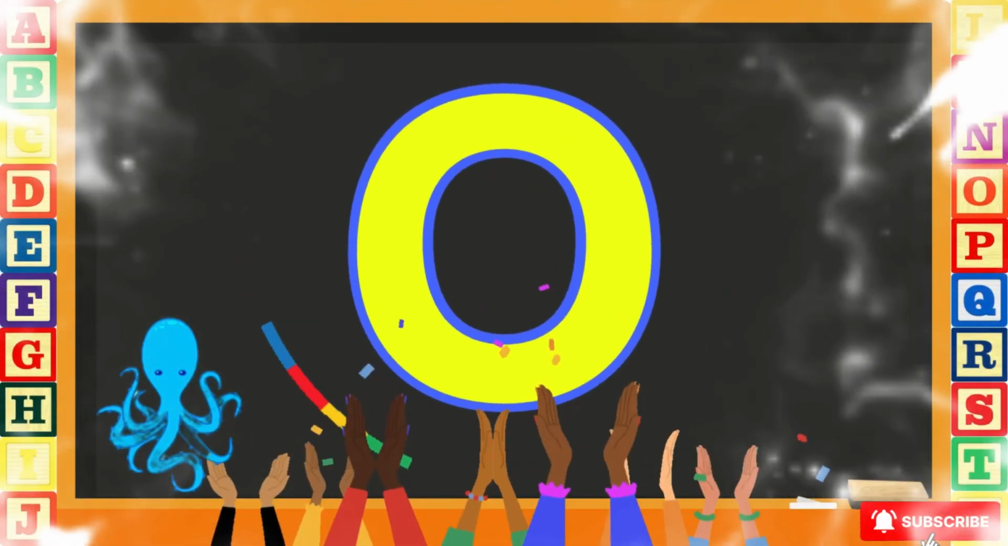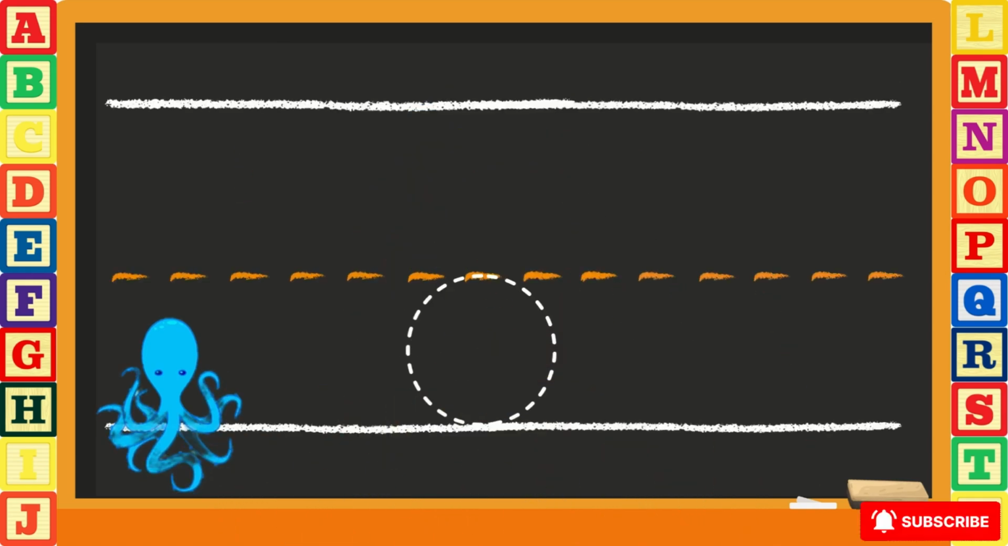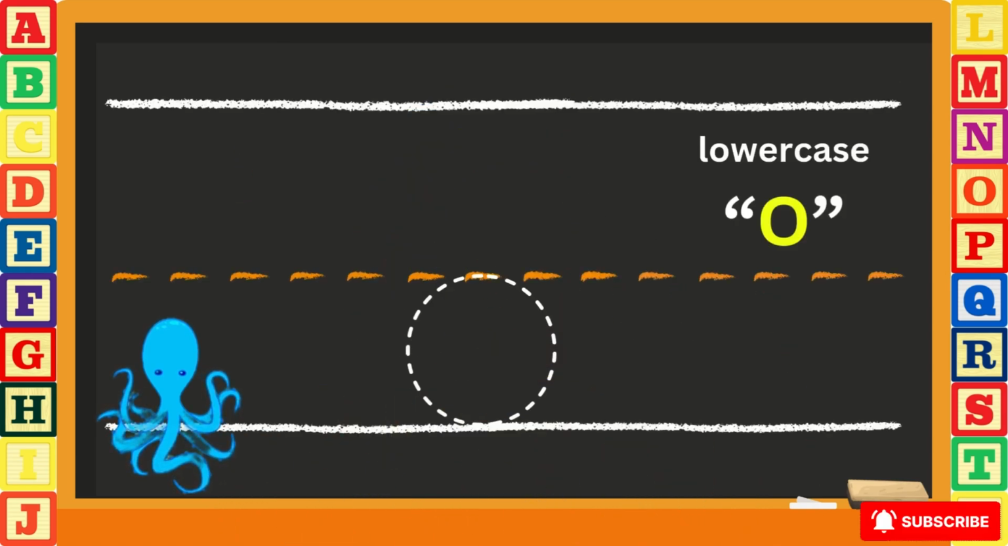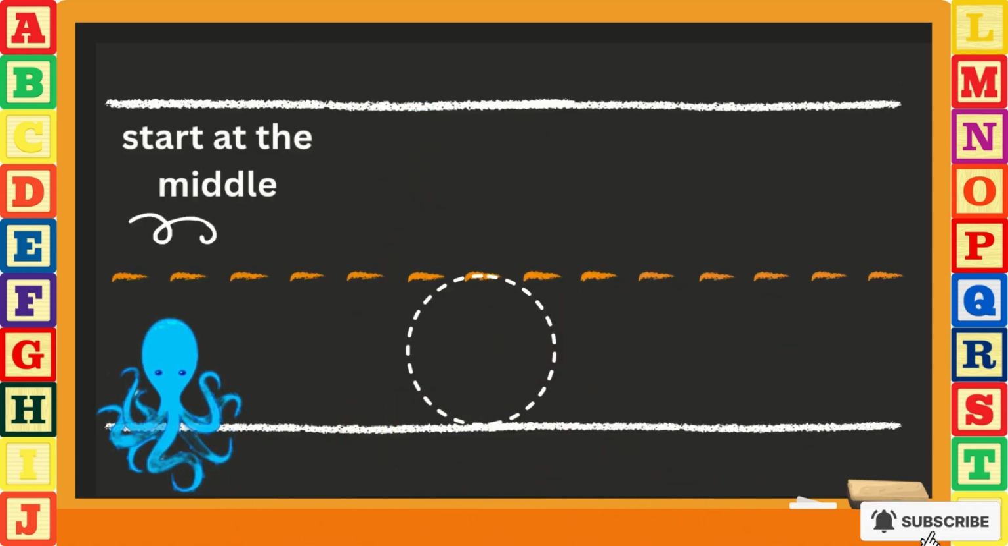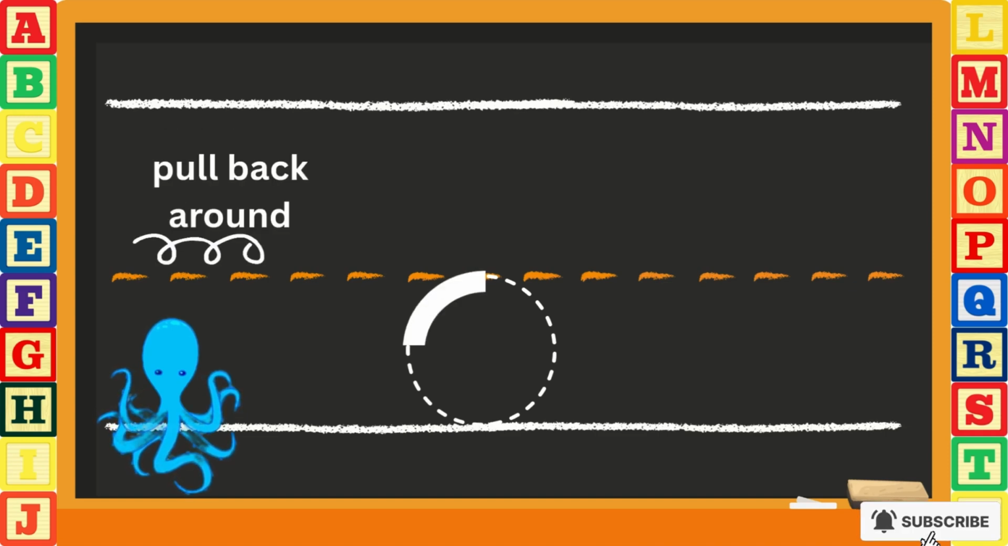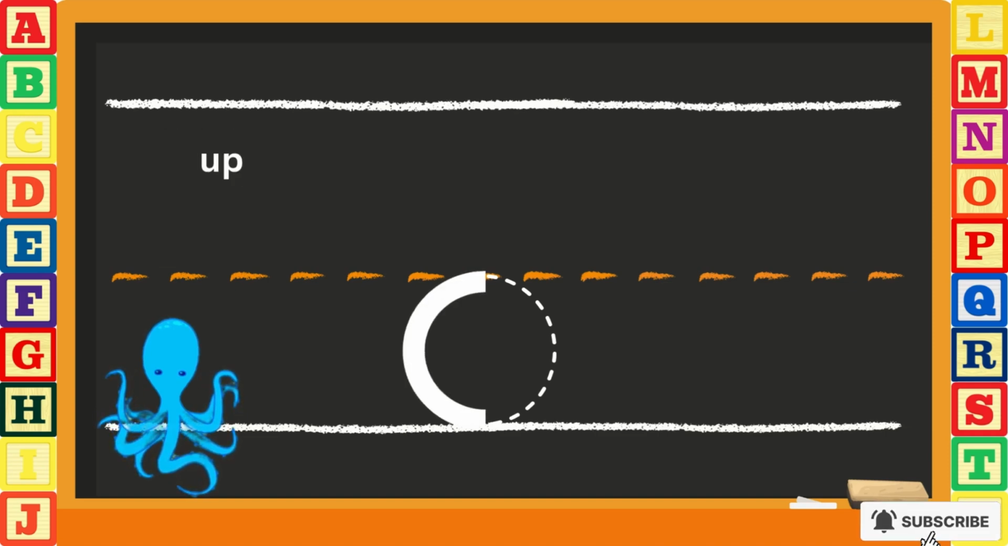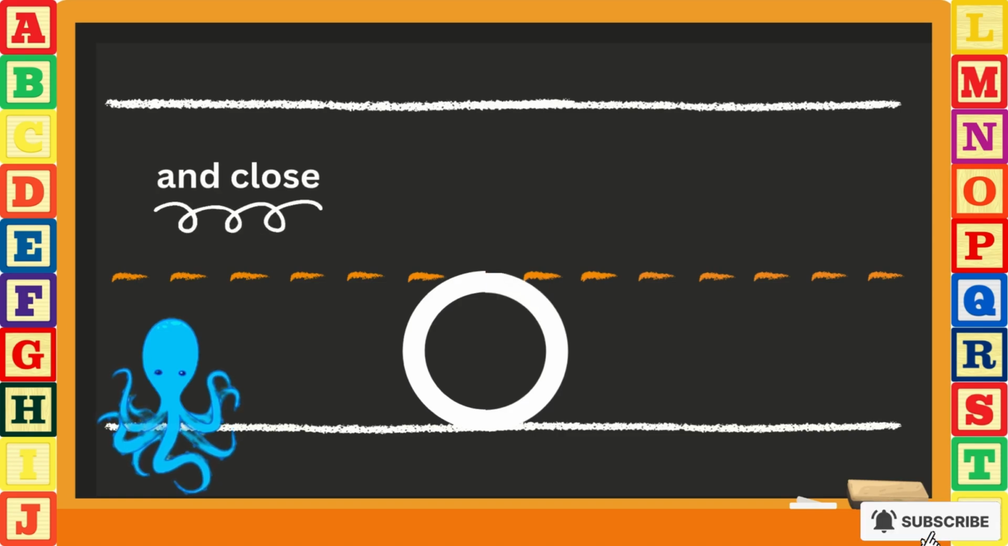Good job, kids! Now let's write the small letter O. We call this lowercase o. Start at the middle, pull back, around, up, and close.